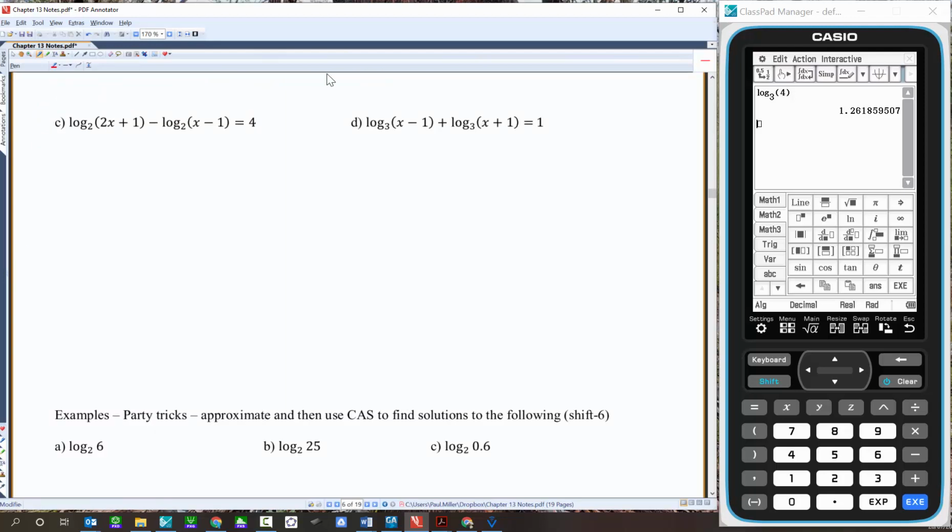Okay, a little bit harder, but not really. Let's do this one here. The way we're going to do this one is we're going to combine these two logs by dividing. So I'm going to say that this is log 2 of (2x plus 1) over (x take 1) equals 4. So that divided by that. All right, now let's switch this to exponential form. I'm just going to use that move. 2 to the 4 equals (2x plus 1) over (x take 1). Now 2 to the 4 is 16.